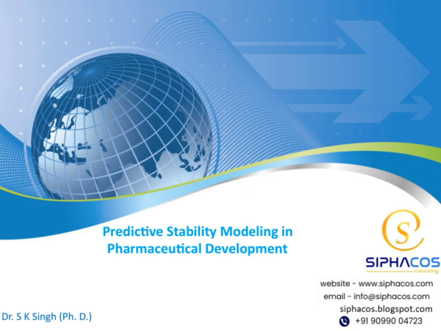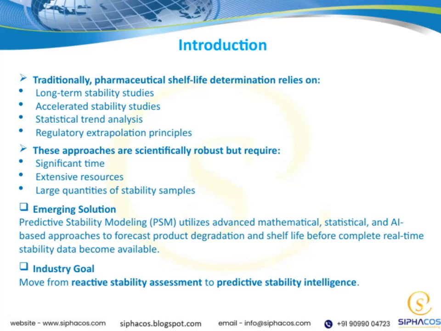Let's get started. Let's start by looking at how pharmaceutical shelf life is traditionally determined. It's a process grounded in long-term and accelerated stability studies, combined with statistical trend analysis and regulatory guidelines. These methods are solid, scientifically sound, but they take a lot of time, resources, and samples.